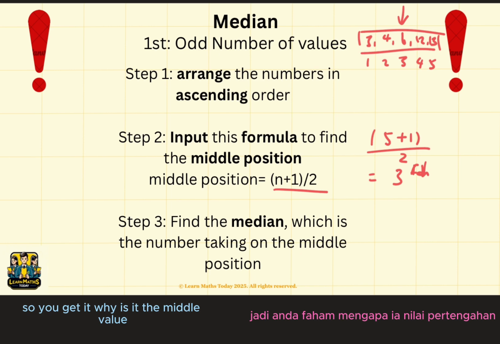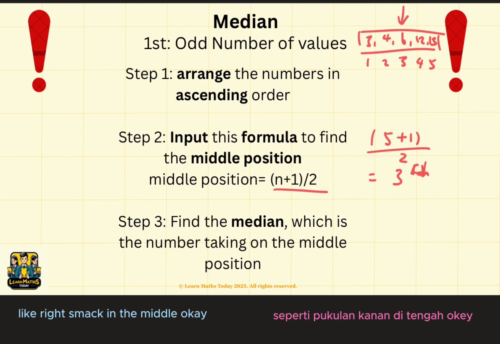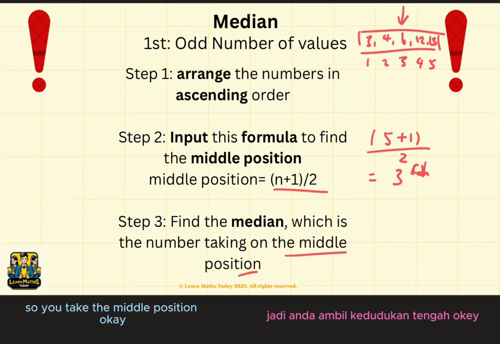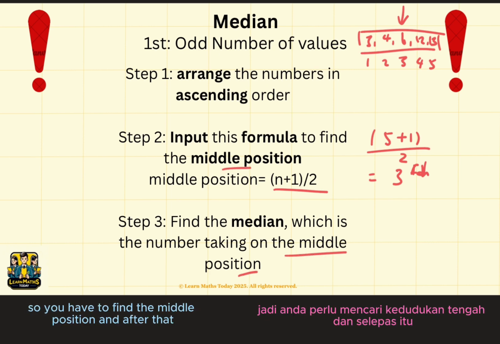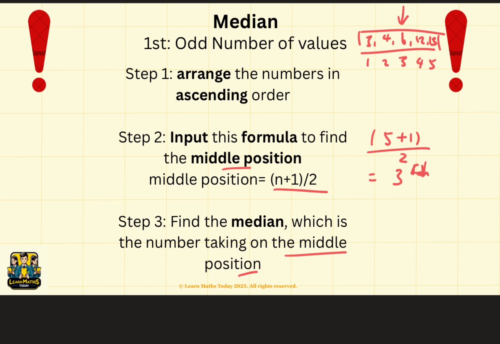So you get it, why is it the middle value? Middle value because I'm finding the number literally in the middle, right smack in the middle. So you have to find the middle position first. Then after that, you find the value that the middle position takes.